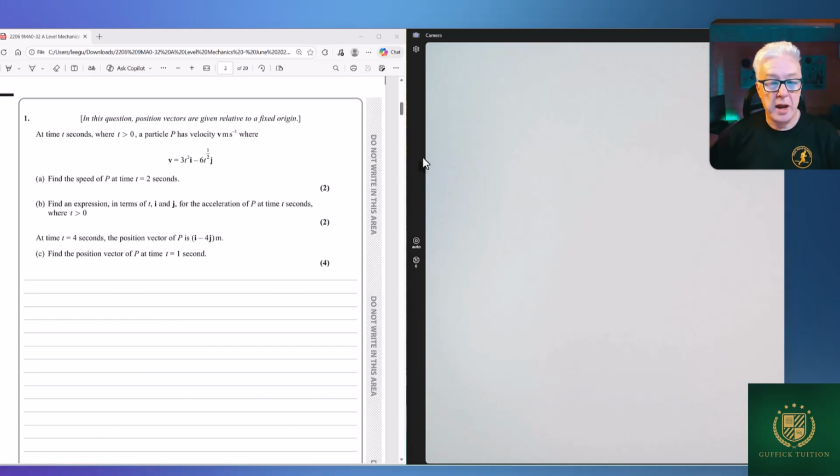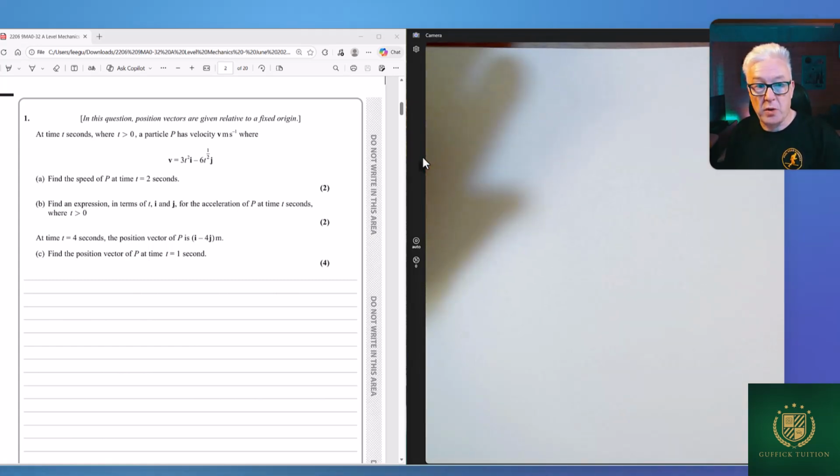Hello everyone, we've got a variable acceleration question here with vectors. So it says at time t seconds, where t is greater than 0, a particle P has a velocity of v equals 3t²i minus 6t⁴j. Find the speed of P at the time when t equals 2 seconds. Well, that seems quite nice.